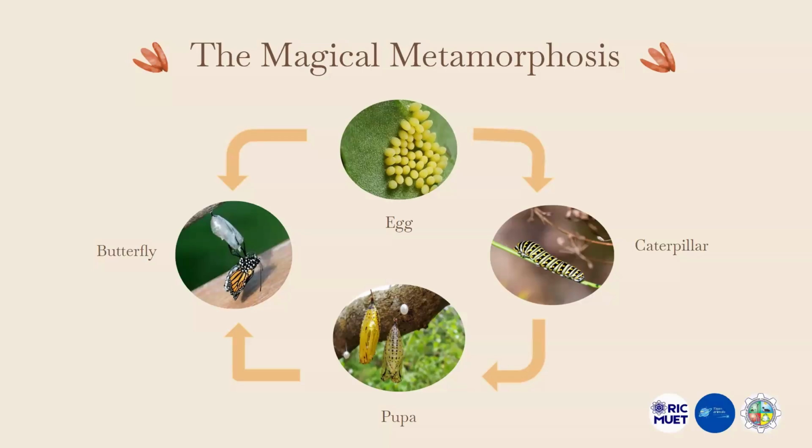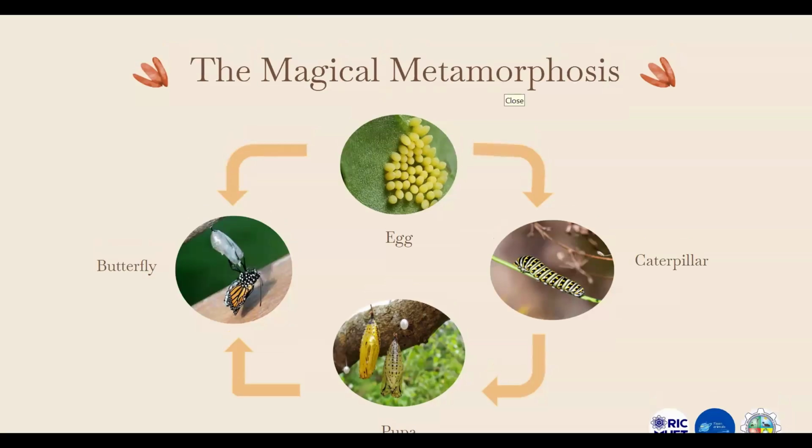At the final stage, the adult butterfly emerges from the pupa. Its wings are initially wet and crumpled, but they quickly expand and dry. Once its wings are fully developed, the butterfly gets ready to fly and begin its adult life. The butterfly's life cycle is a marvel of nature.